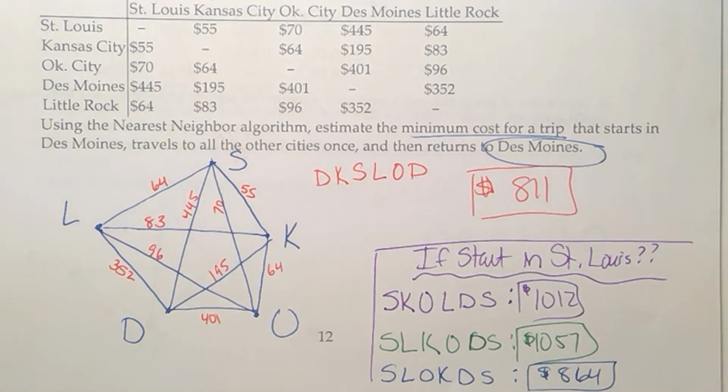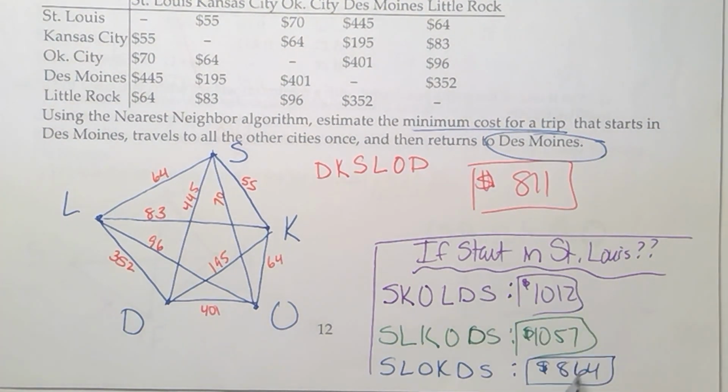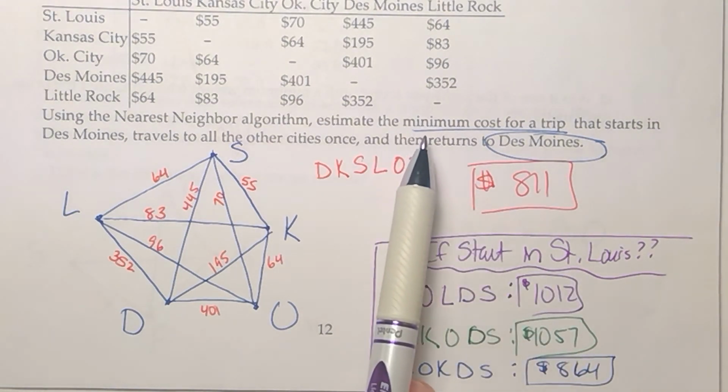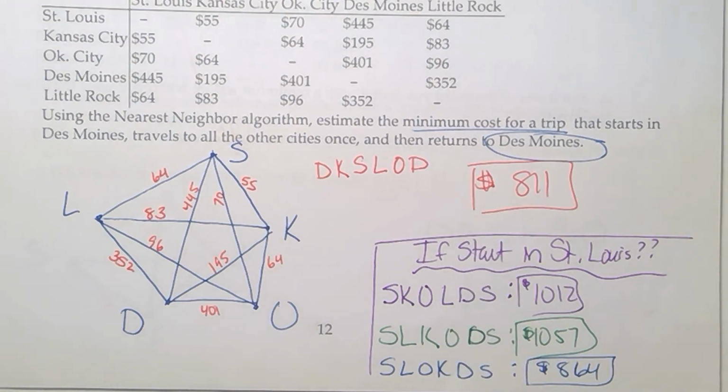Now, just to practice, I did some starting in St. Louis instead of Des Moines. This is just a separate practice problem. I found 3 different versions. I used the nearest neighbor method, and then I did a couple of different ways. I got it down to 864. But he doesn't live in St. Louis. He lives in Des Moines. What I would ask you to do is find Des Moines, and that's what that should come out to be.